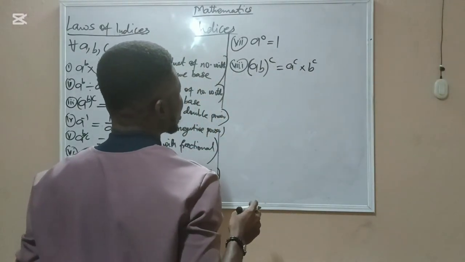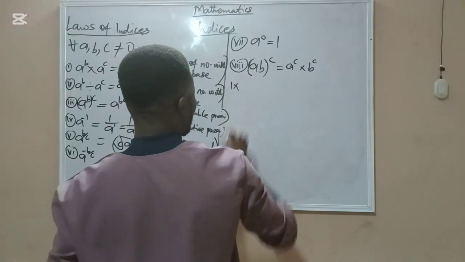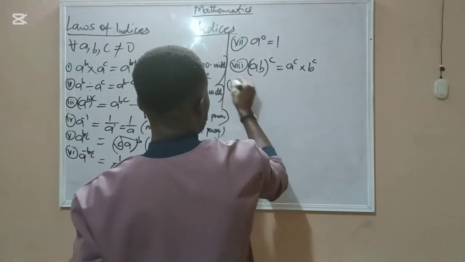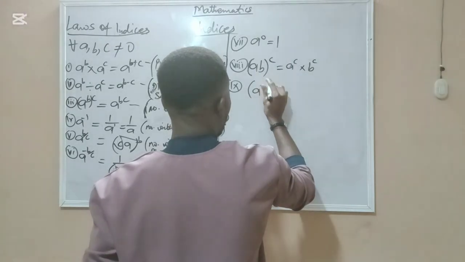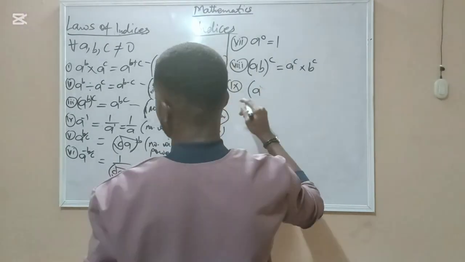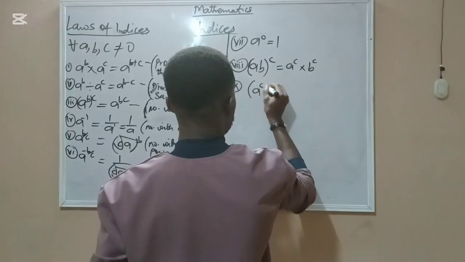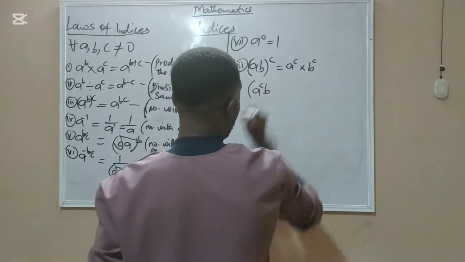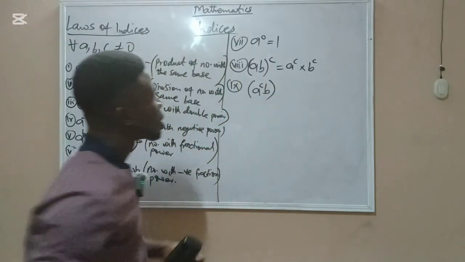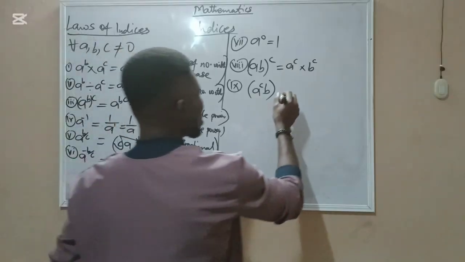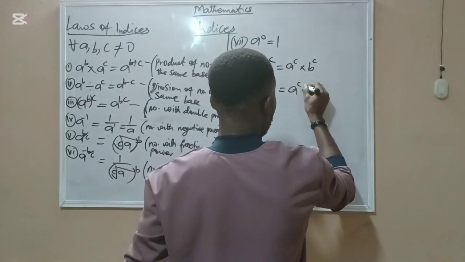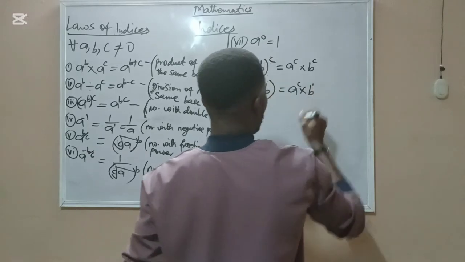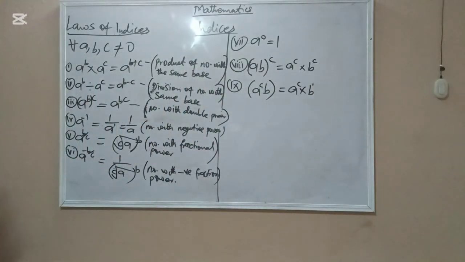And then the very last one, I guess, IX. This one says that A to the power C over B is the same thing as A to the power C times B to the power 1. So these are the laws of indices.